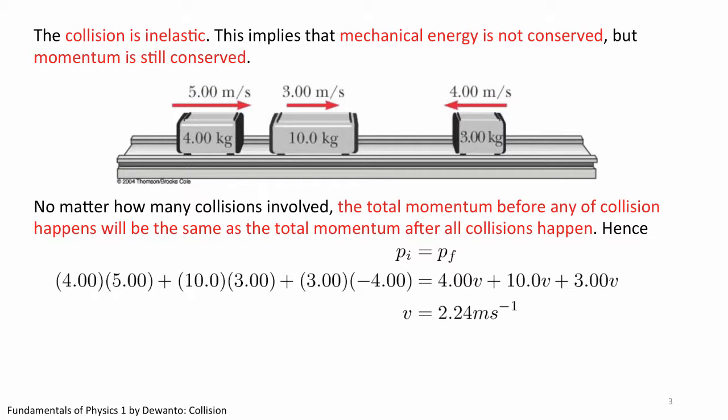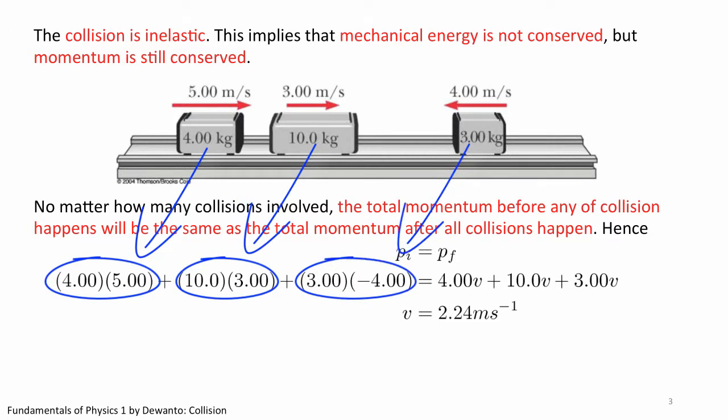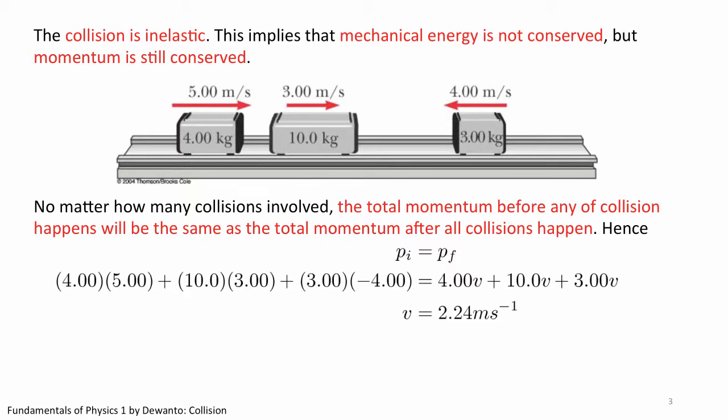Now a couple of things you should immediately take note of. First, the total momentum is given by the sum of the individual momenta. But remember, momentum is a vector quantity. It has magnitude as well as direction. And we have to be careful with the direction. We have to be able to distinguish the car moving to the left from the car moving to the right.